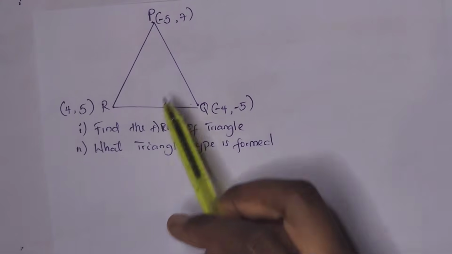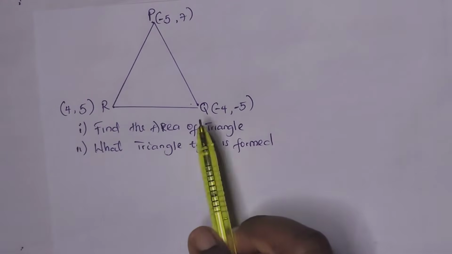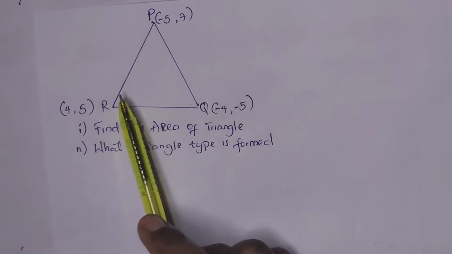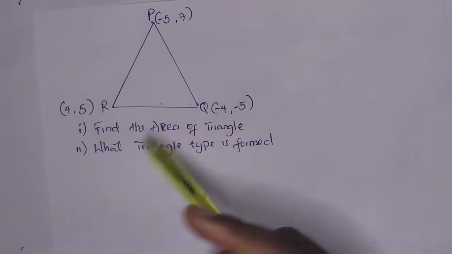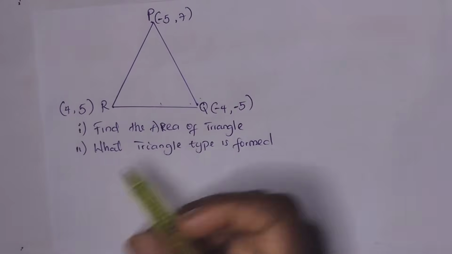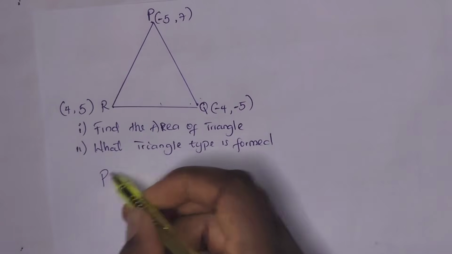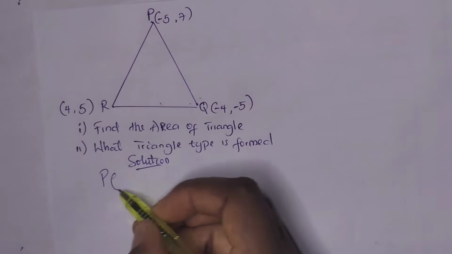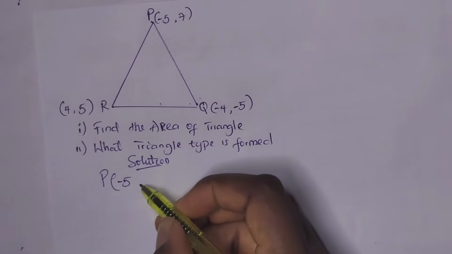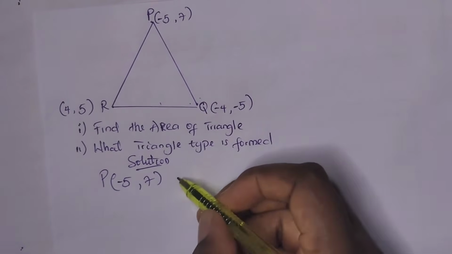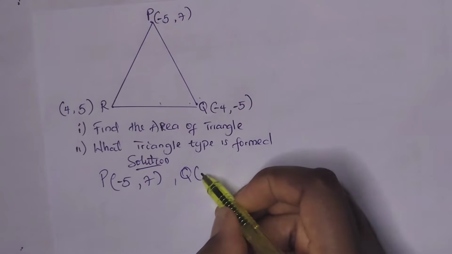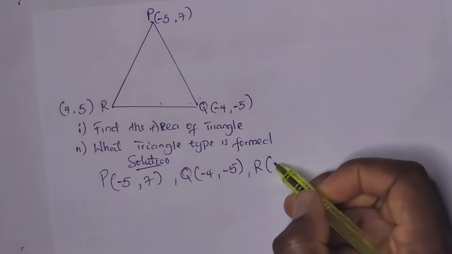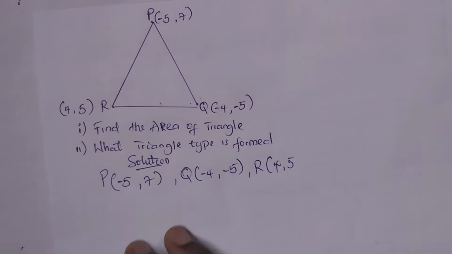Is a triangle, and we are asked to find the area of the triangle and what type of triangle is formed. So looking at this, it is coordinate geometry. We have 3 coordinate points. We have P (-5, 7), and we have Q (-4, -5), and we have R (4, 5).